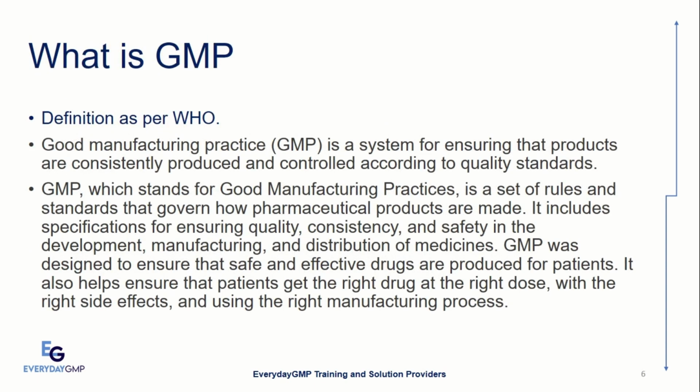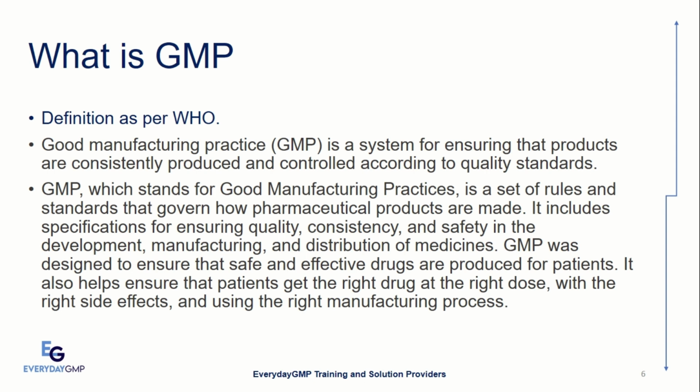What is GMP? Definition as per WHO. Good manufacturing practice, GMP, is a system for ensuring that products are consistently produced and controlled according to quality standards. GMP, which stands for Good Manufacturing Practices, is a set of rules and standards that govern how pharmaceutical products are made. It includes specifications for ensuring quality, consistency, and safety in the development, manufacturing, and distribution of medicines.